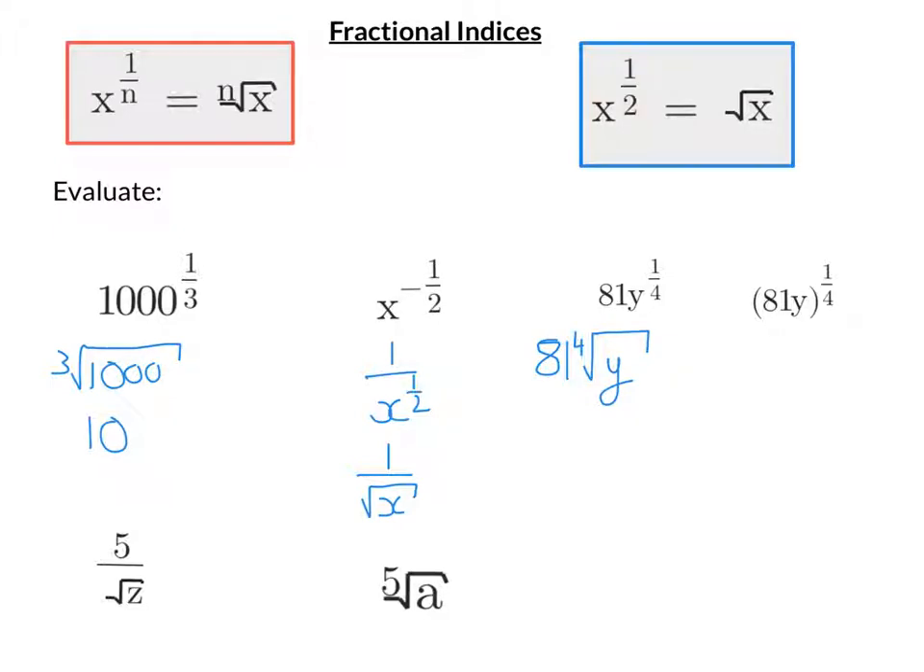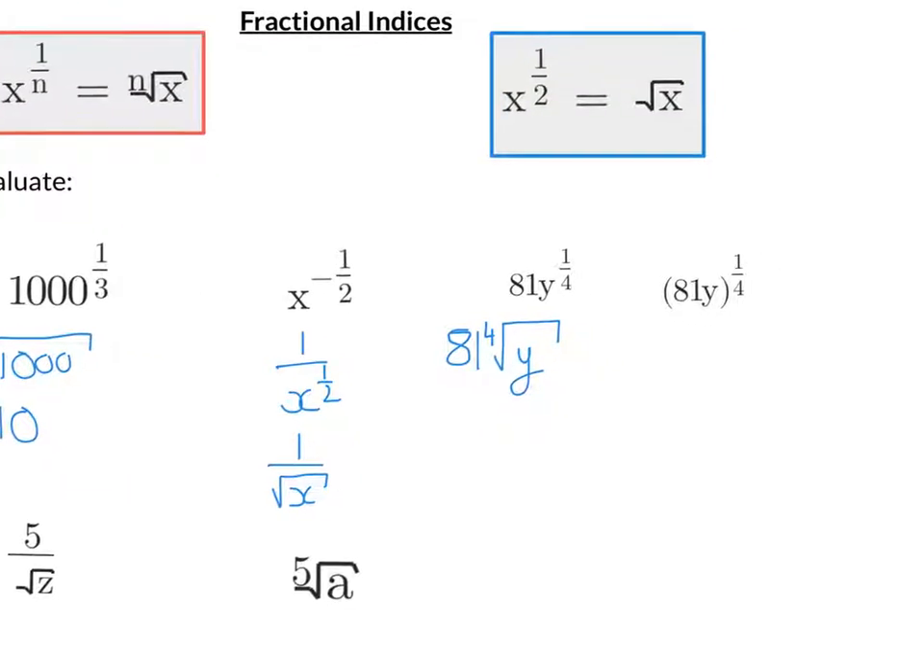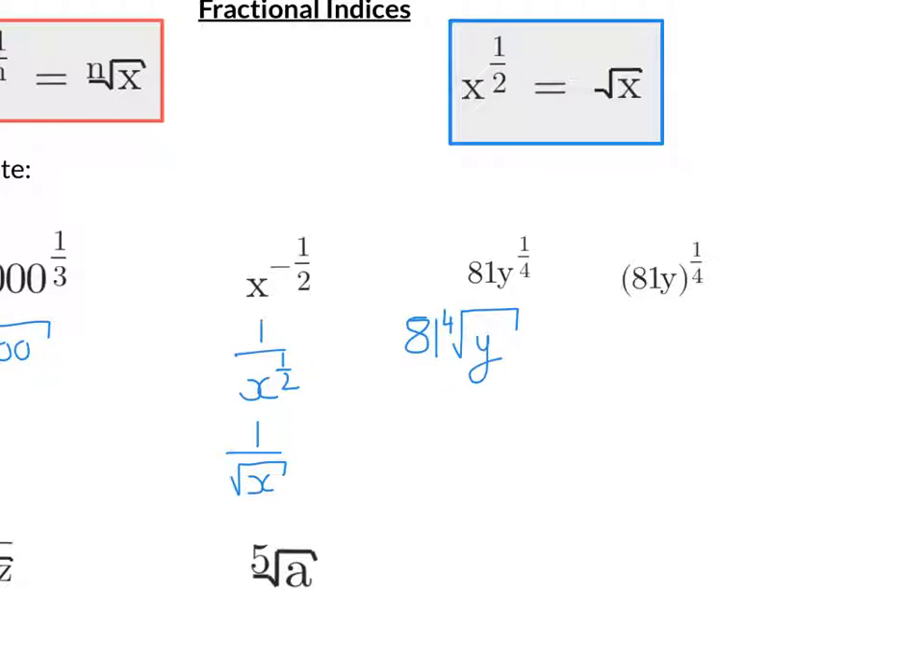Now, looking at the very similar one next to it, note that 81y is in a bracket. So 81 is going to be to the power of a quarter as well. So we're going to have 81 to the quarter times y to the quarter. So we're going to look at the fourth root of 81 times the fourth root of y.